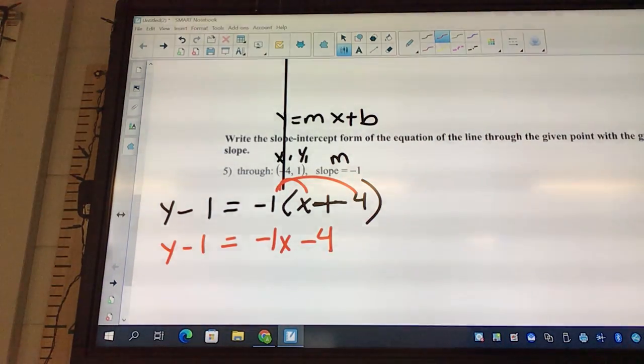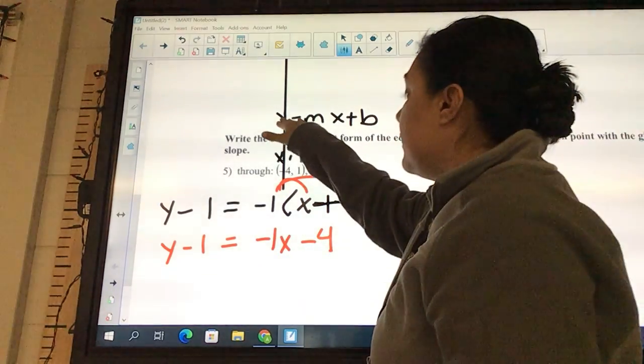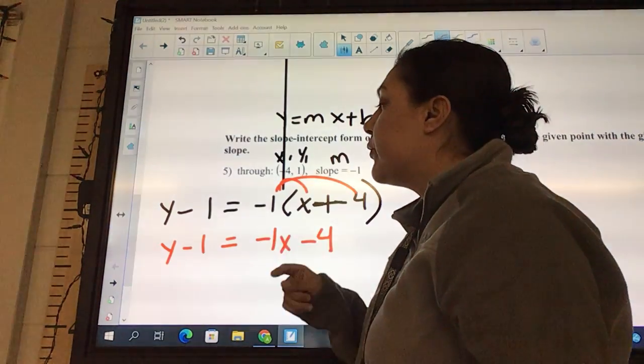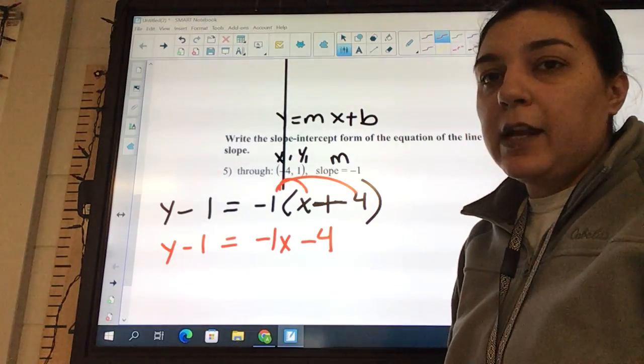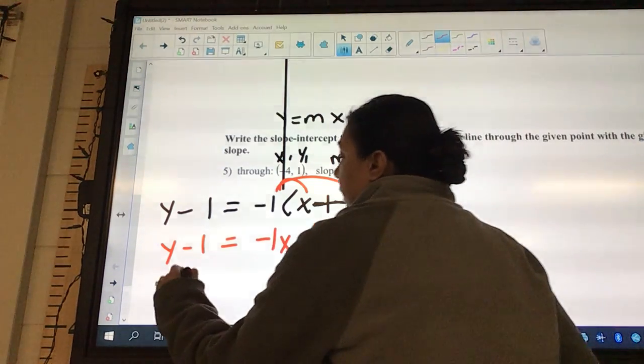Okay, and so same thing. We're trying to get y by itself. So what is on y's side that needs moved? I just needed to say y equals, not y minus 1 equals. And so we need to move a minus 1. How do we move a minus 1? Well, we say plus 1.